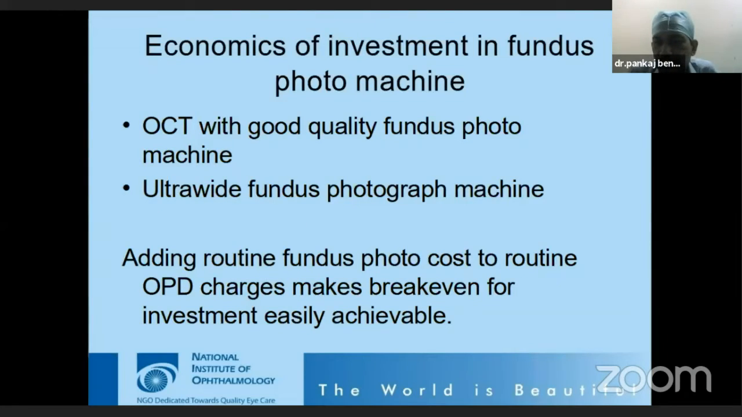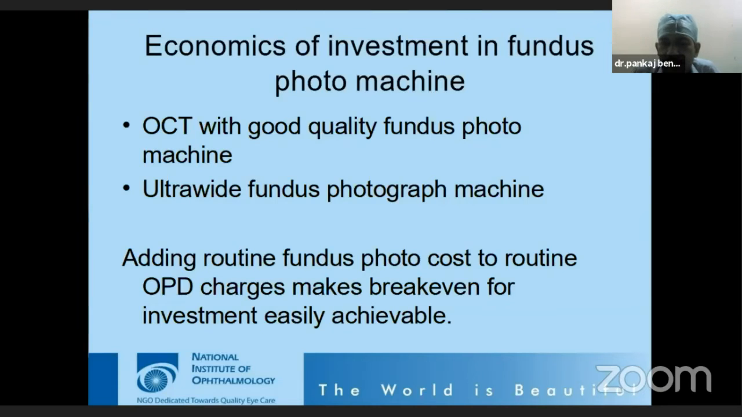And the economics of investment, as was pointed out by Satyan sir and Prasanna also. Now there are various issues. One thing is having a very good OCT which itself has a very good fundus photograph. I have no financial interest, but whatever OCT I have has a very good fundus photo image, giving up to 12 megapixels, and that works well for me for studying the RNFL. So one option is having an OCT with a good quality fundus photo machine that serves both purposes. Otherwise, someone with a more retina-focused practice can have an ultra-wide fundus photography machine.